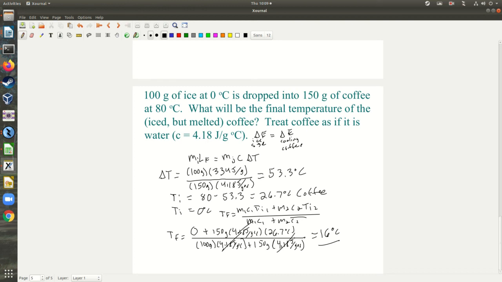There are so many different variations I could do on this. I chose just to do this because it's mathematically a little bit easier.